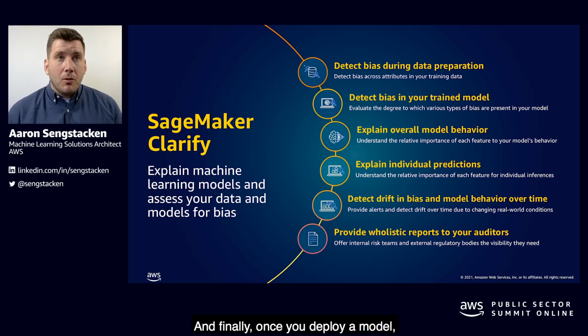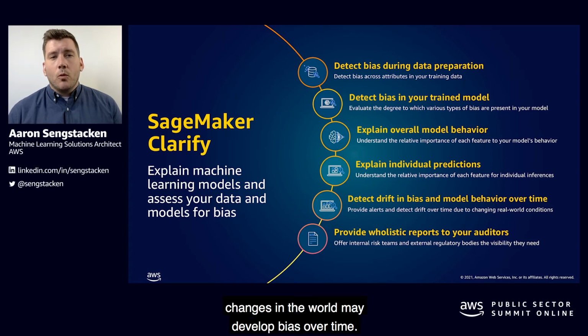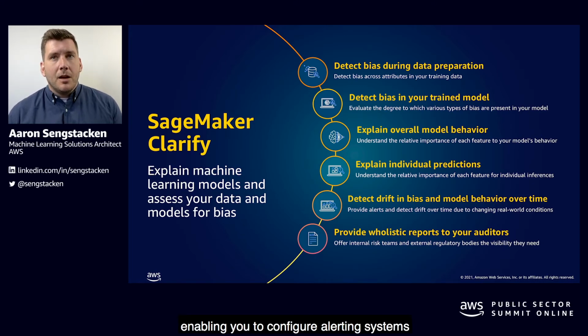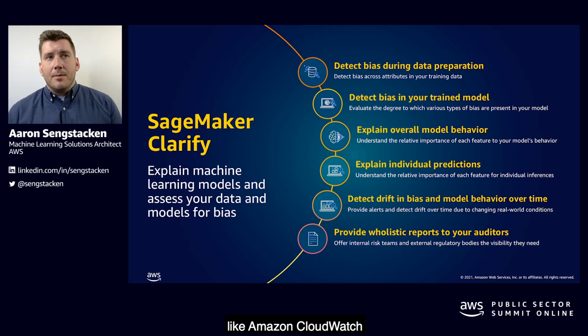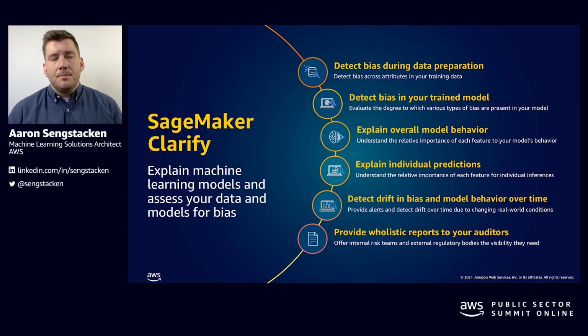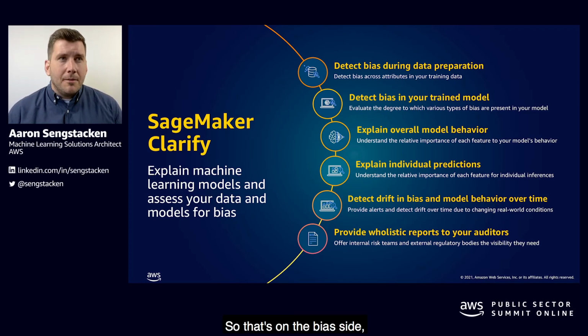And finally, once you deploy a model, changes in the world may develop bias over time. SageMaker Clarify is integrated with SageMaker Model Monitor, enabling you to configure alerting systems like Amazon CloudWatch to notify you and your engineering team if your model begins to develop bias. So that's on the bias side.